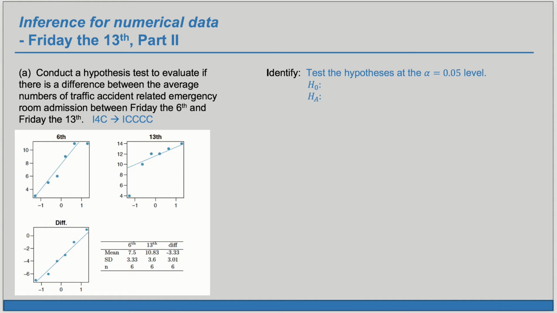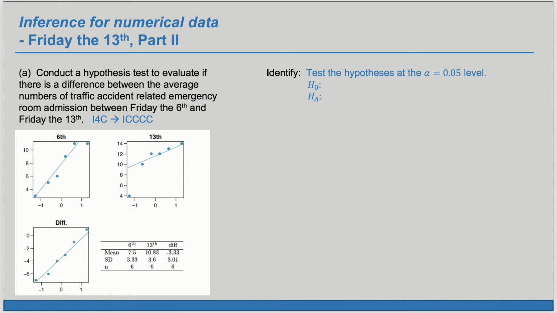So first we want to observe that we have paired numerical data. And so these two groups, the data for the 6th and the data for the 13th, are not independent of each other. They are paired by year. And so we have the summary statistics for each one, as well as the summary statistics for the difference. And what we're really interested in here is testing about the difference.